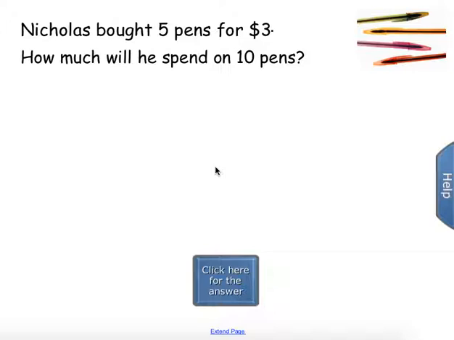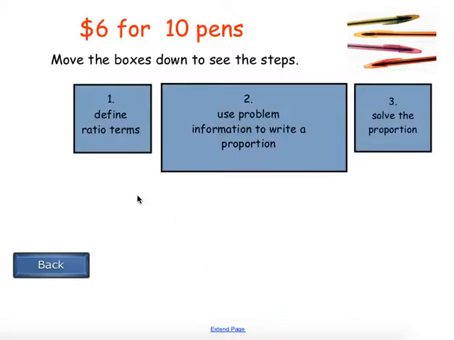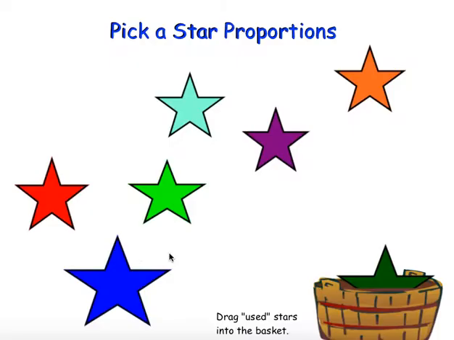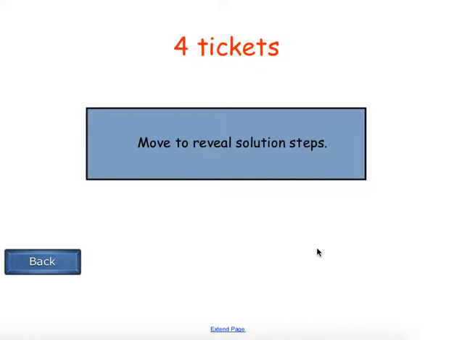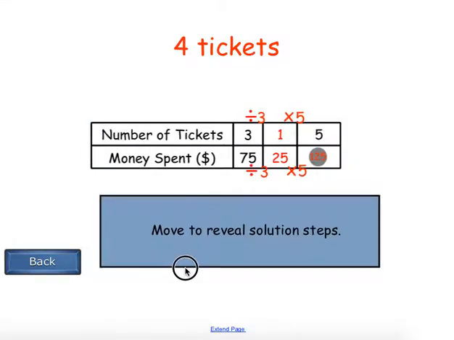Nicholas bought 5 pens for $3. How much would he spend on 10 pens? Well, this is just an equivalent fractions one. If 5 pens is $3, we can multiply by 2 for each of those and see that 10 pens is $6. Okay, and just use a proportion. For this red one, if Rashida spent $100 on tickets, how many did she buy? Well, if 3 was $75, we know that 1 ticket was $25, so 4 tickets must be $100.